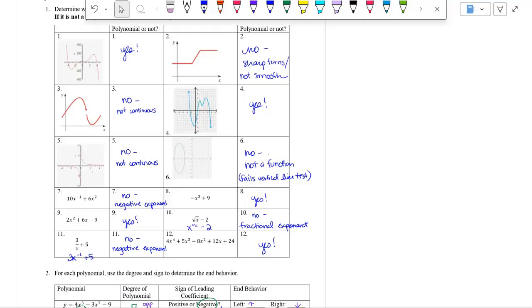Hopefully you remember the vertical line test from first semester. The other thing I want to point out, for number 7 and number 11, we end up having some negative exponents. And even if you just have one negative exponent in your polynomial, that's enough for it not to be a polynomial. And likewise, for number 10, we end up having a square root, which is a fractional exponent, and so that's not going to be a polynomial as well. Okay, so if you need to pause it, check your answers, and then we'll move back to notes.